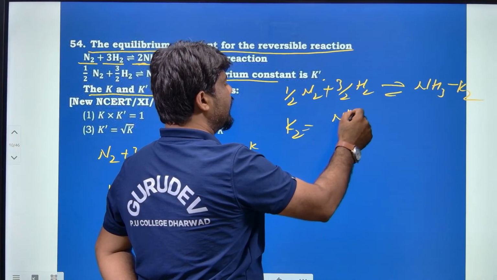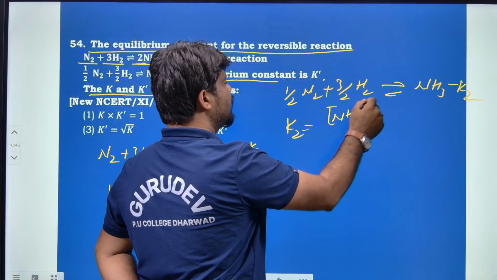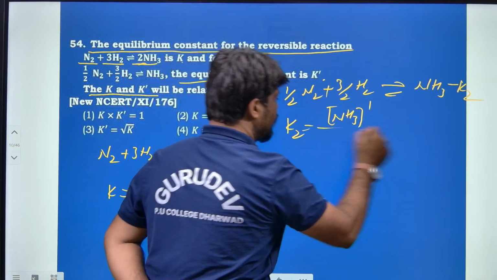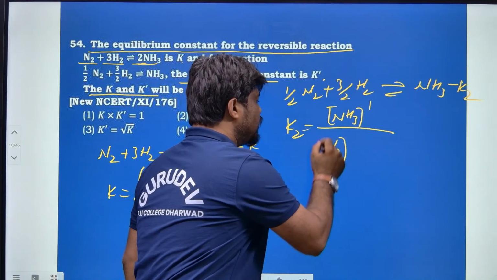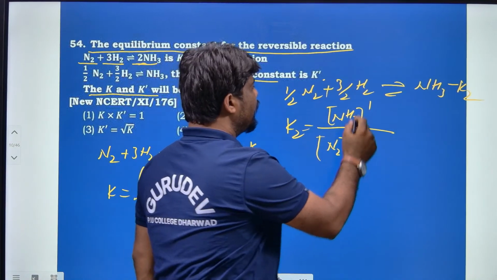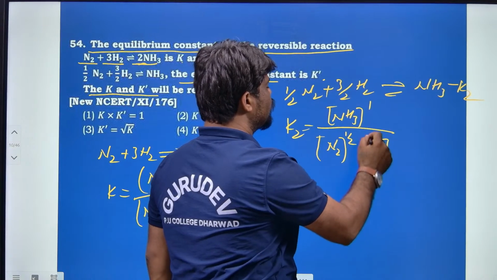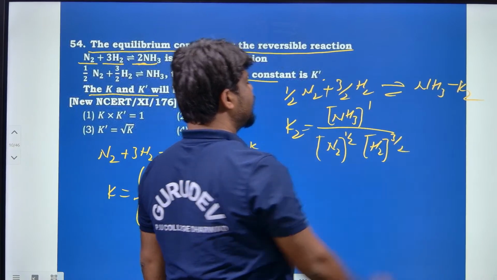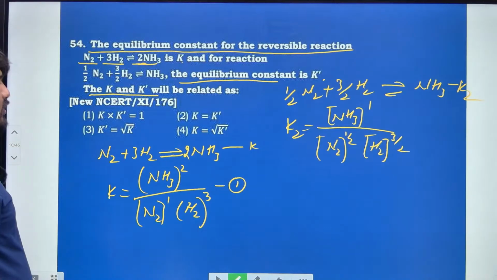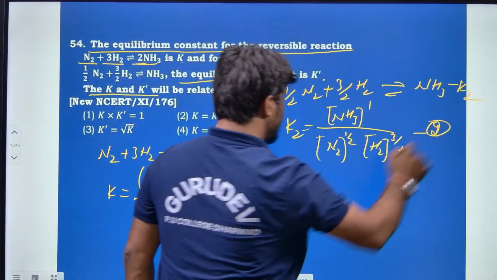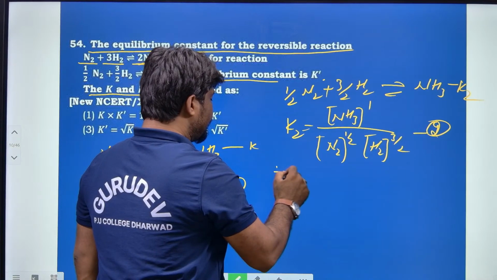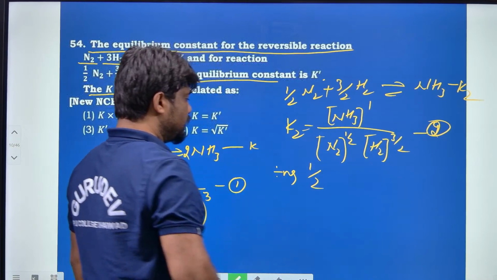How many products? NH3, there is only one molecule. NH3 whole to the power of 1 divided by N2 to the power of 1 into hydrogen, H2 whole to the power of 3 by 2. So this I will consider as equation number 2. Now dividing equation 1 by 2.